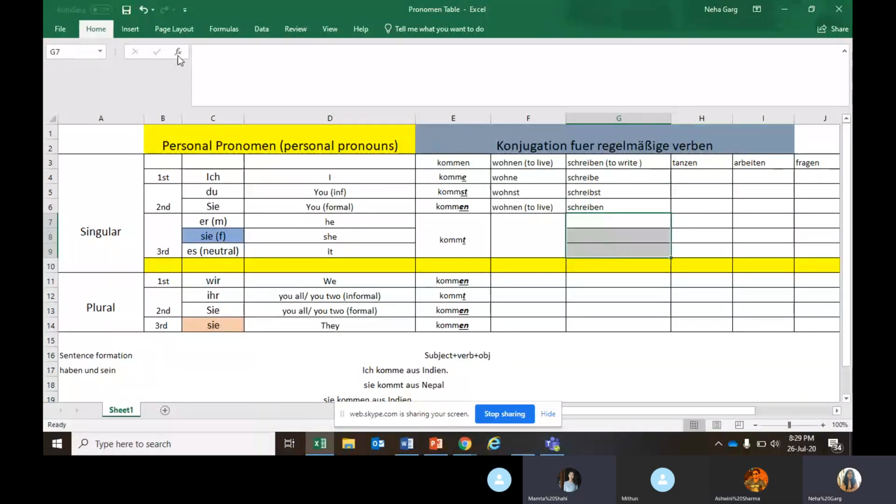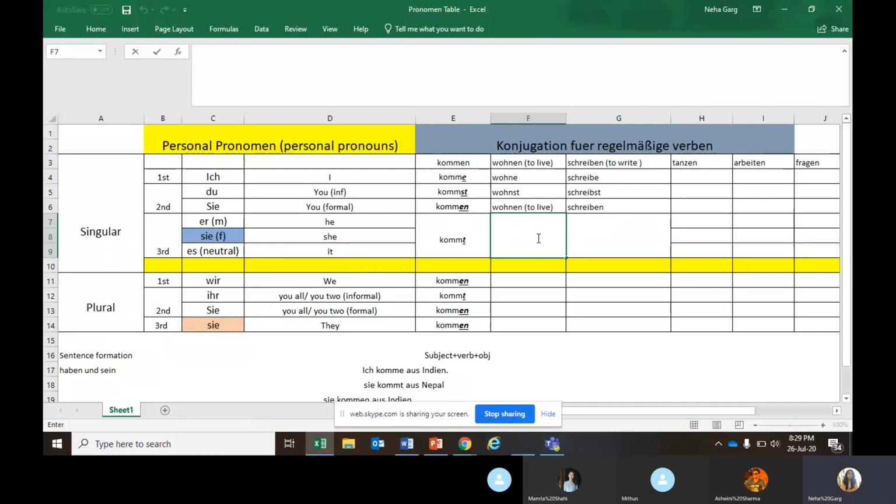Then again, the conjugation for er, sie, es, he, she, it would be the same. So there is no change. For third person singular, it would be the same. En would be replaced with t. Kommt. Er kommt aus Indien.